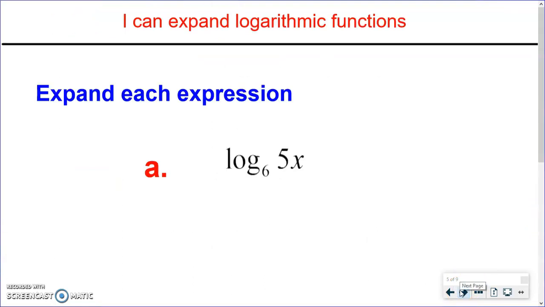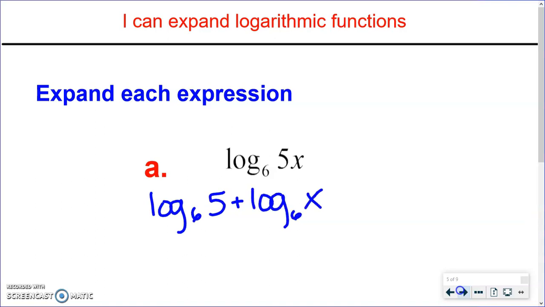This says expand each expression. So here we have log base 6 of 5x, and we know 5x is the same as 5 times x. So we can rewrite this as log base 6 of 5 plus log base 6 of x. So we're just using those properties to rewrite it.